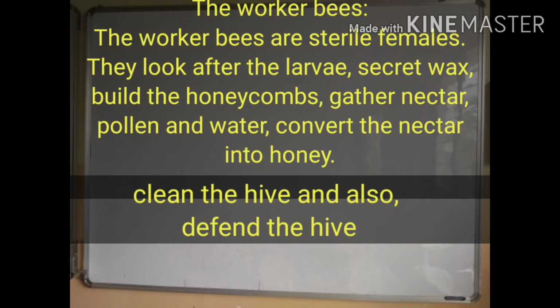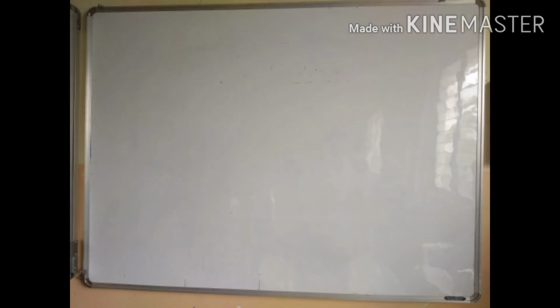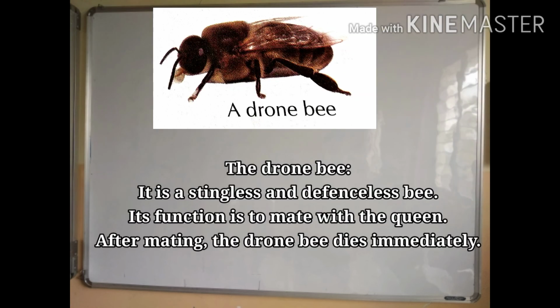Understood? Honeybees are also social insects that we have seen. They can survive only as a member of a community known as a colony. They live in beehives, and we have seen the queen bee and now worker bees. Now we have to take the information about the drone bee.